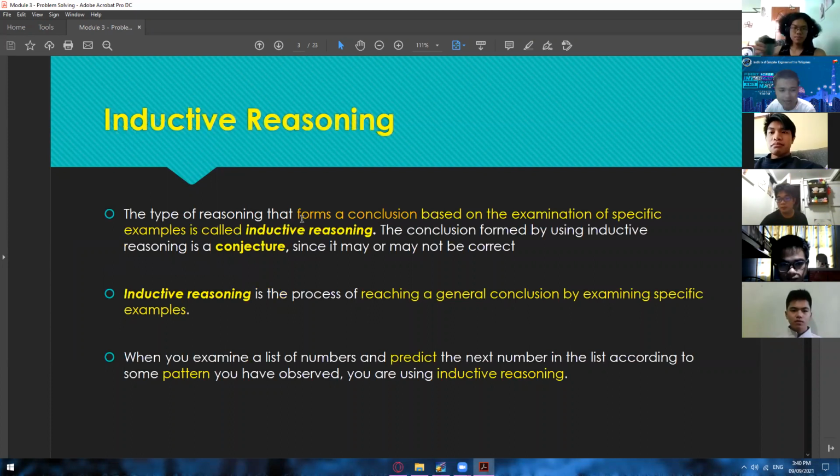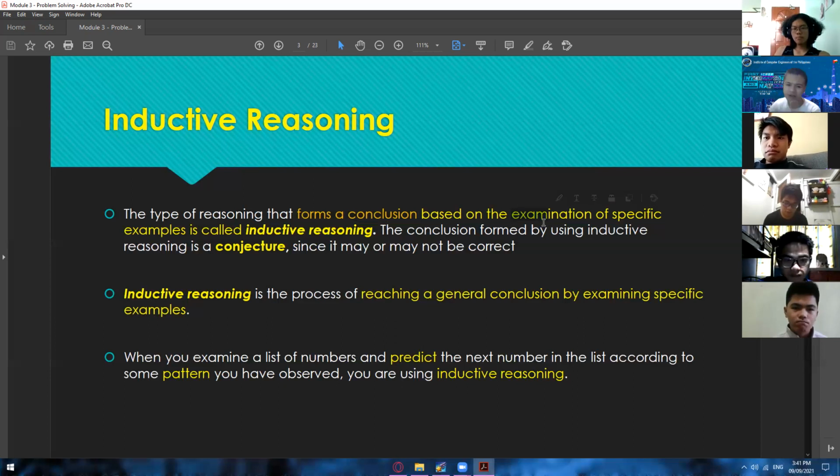Anyway, let's start with inductive reasoning first. Inductive reasoning is a type of reasoning that forms a conclusion based on the examination of specific examples. In our daily lives, whether we know it's inductive or deductive reasoning, we always form a conclusion in our mind. Like we are saying that the next one who will win will be maybe the Lakers, or the Clippers, or the Golden State. We are basing that on the past games that they had, on the performance of that player.